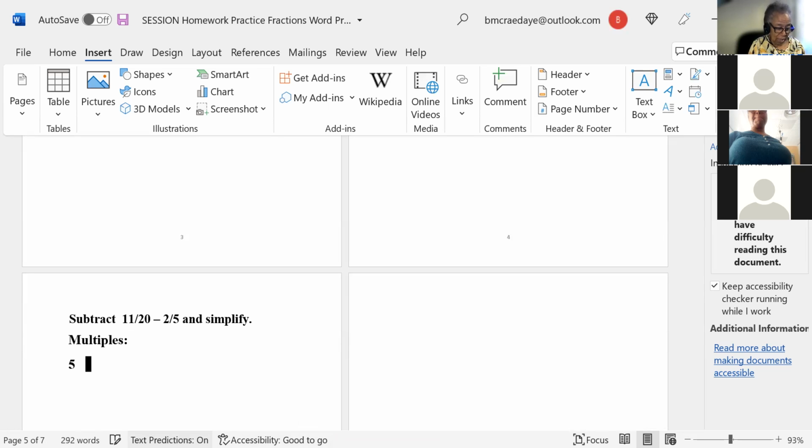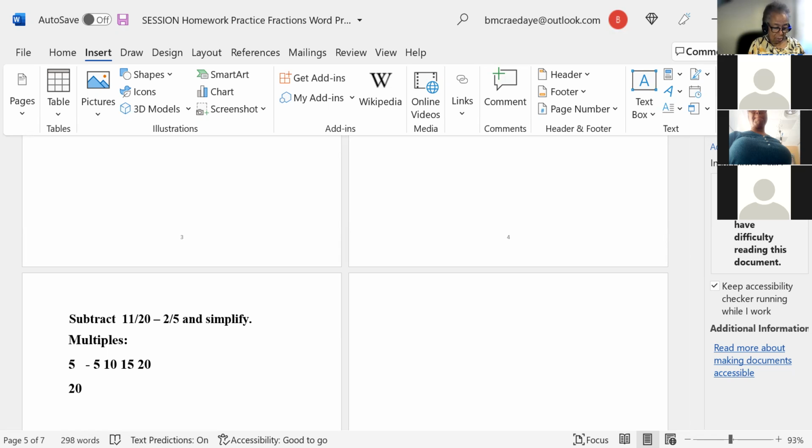What are multiples of 5, Mercedes? 1 and 5. Multiples. 5 times 1 is what? 5. 5 times 2? 10. 5 times 3? 15. 5 times 4? 20. Okay, now let's get multiples of 20.